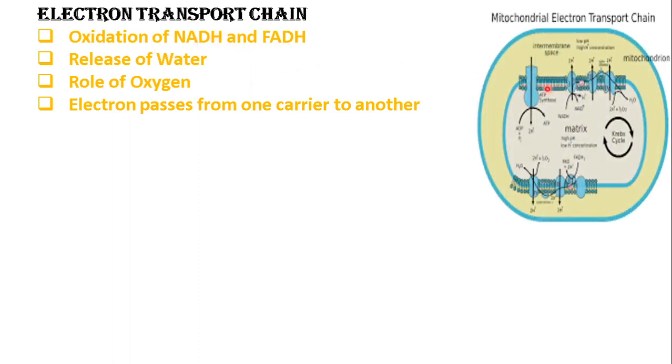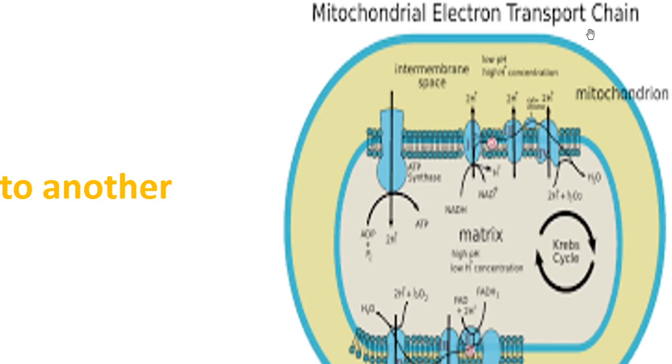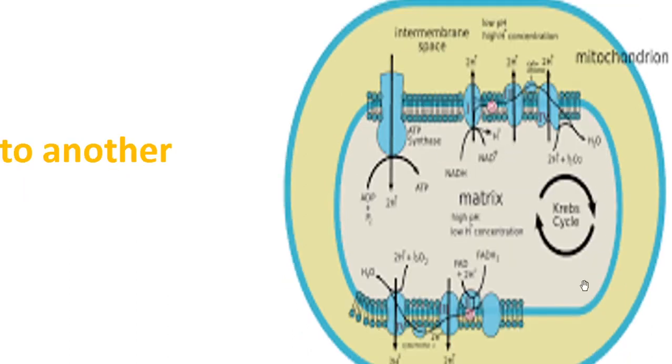So here you can see, okay, just a minute, I will zoom it. You can see here, this is the mitochondrial electron transport that has been shown here. This is the mitochondria. So glucose, glycolysis, after glycolysis, the pyruvic acid had entered here. Krebs cycle took place here, which we already talked about in a previous lecture. And here during Krebs cycle, there was yield of NADH, there was yield of FADH2.